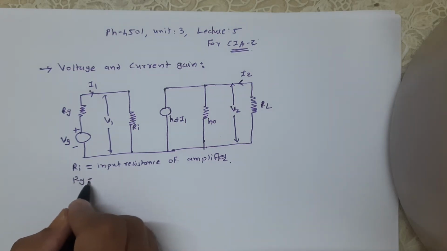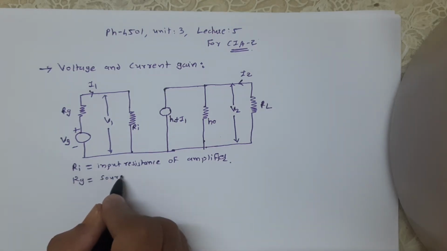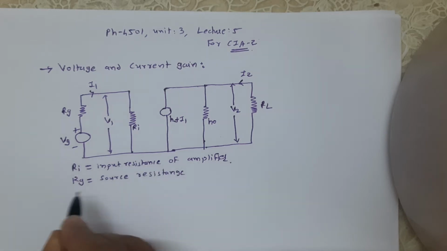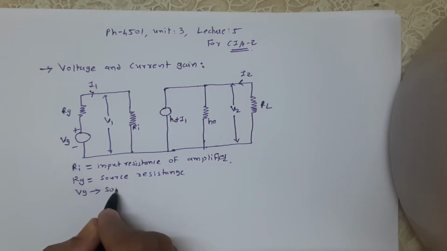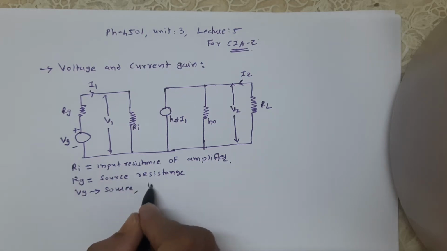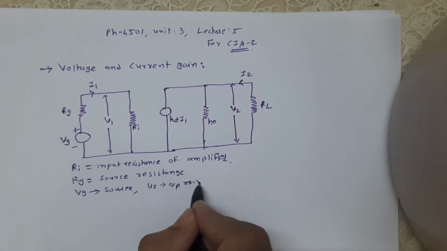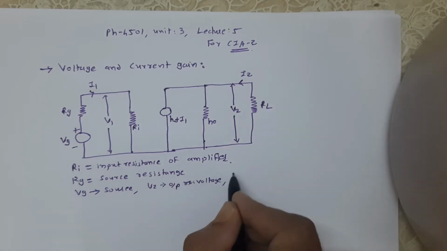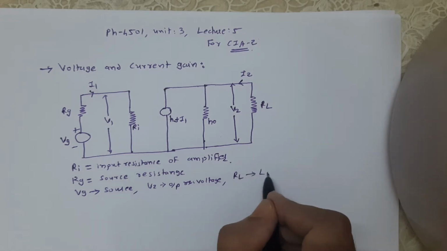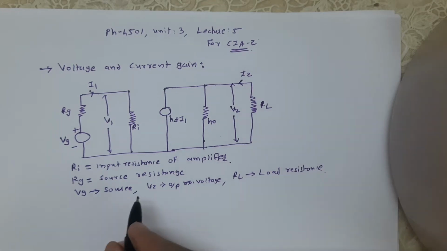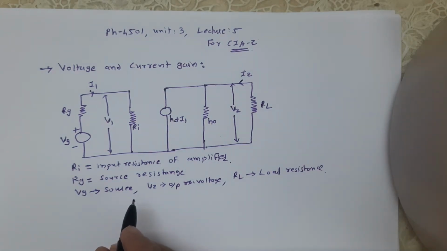Rg is equal to source resistance. Vg is our source. V2 is the output voltage, and RL is the load resistance. Our aim is to find out the voltage gain and current gain.